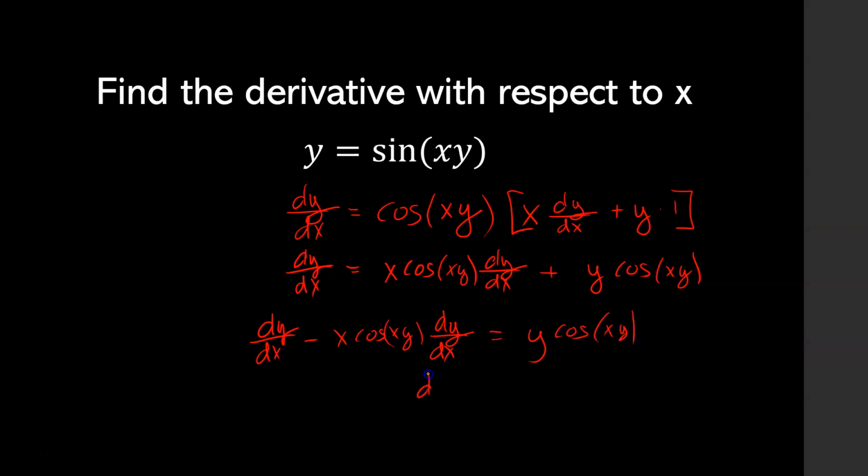Factor out the dy dx on the left and divide by 1 minus x cosine of xy. I know I said I wasn't going to skip steps, but I also can't really go on to the next page with you folks seeing everything on this page at the same time. So another great time to use implicit differentiation because we really can't solve for y.